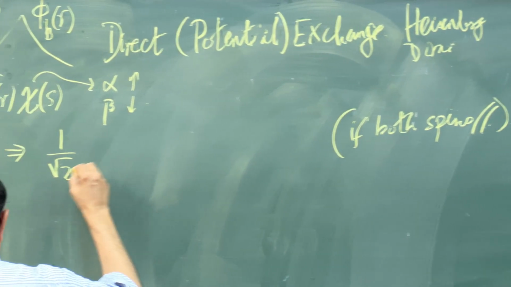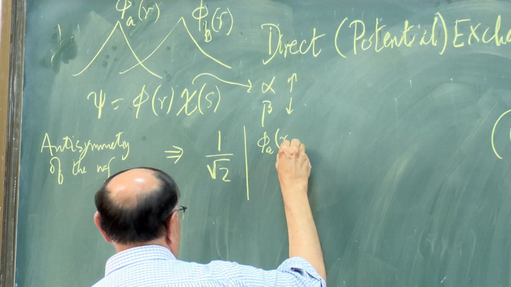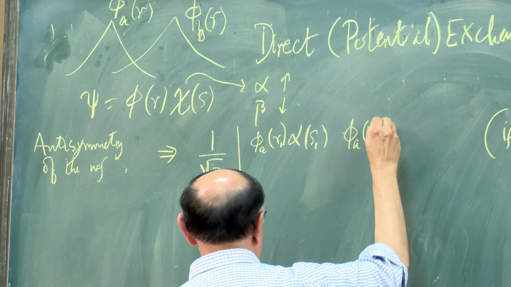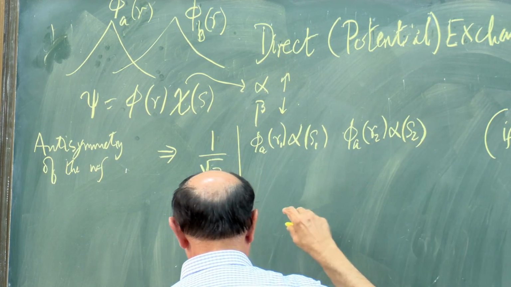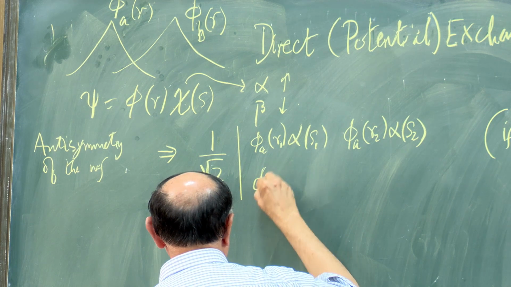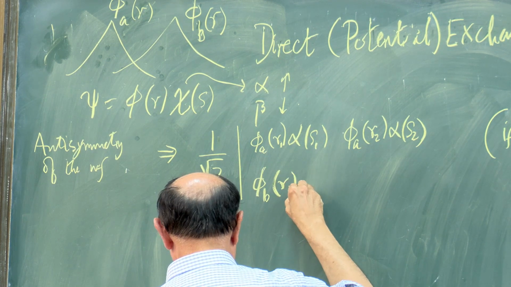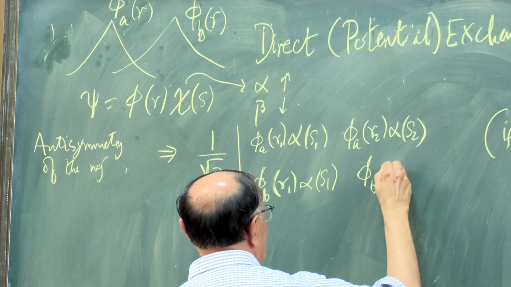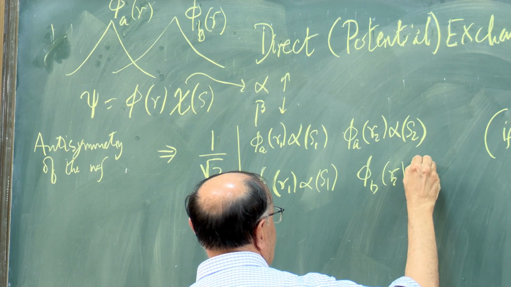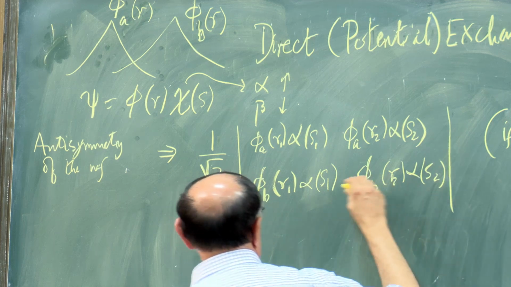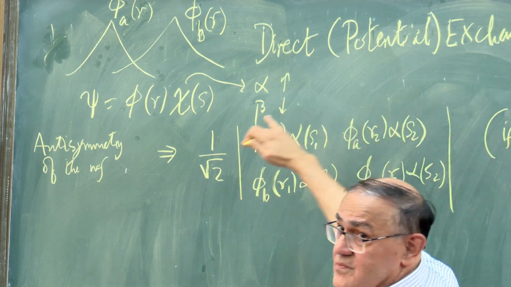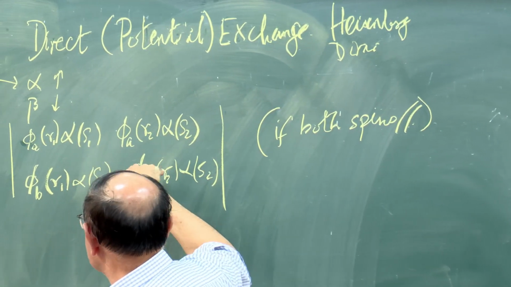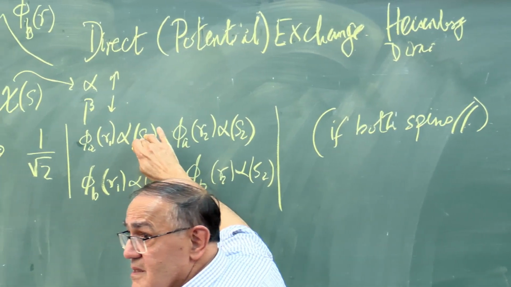1 over square root 2, phi a of R1 alpha of S1, phi a of R2 alpha of S2. We just do it blindly. We write a determinant. Okay, what have I done? I put A, the label of the wave function, and B in this row, and in the column, this is electron 1, this is electron 2.